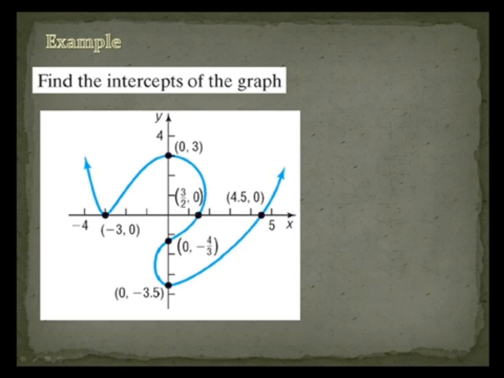Let's look at this example. Find the intercepts of the graph. So I'm going to find the x-intercepts, and those are very easy to find because you just look at your x-axis. Here's one, (-3, 0). Here's the next one, (3/2, 0). And here's the next one, (4.5, 0).